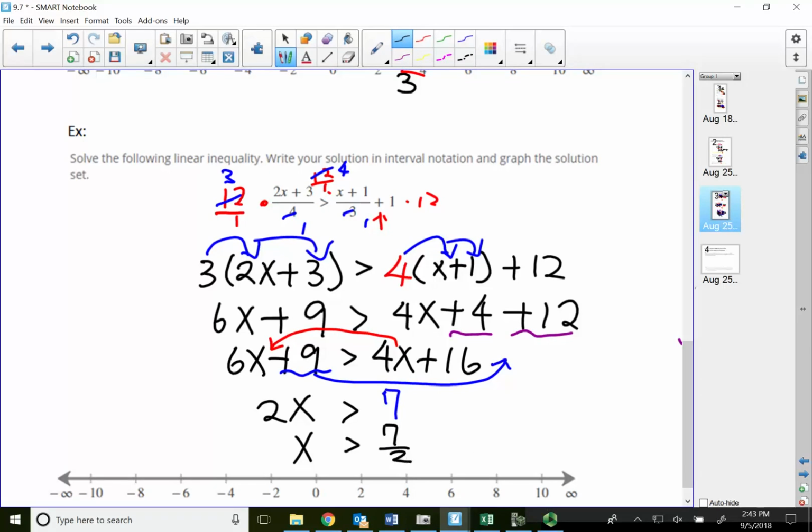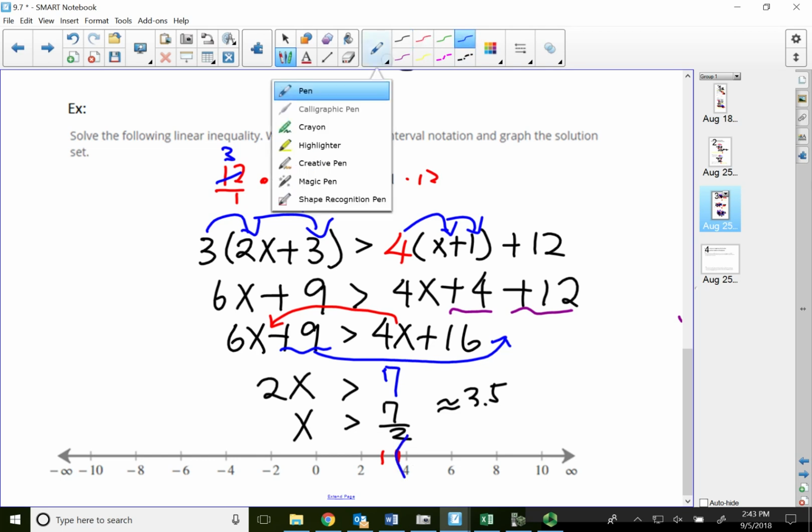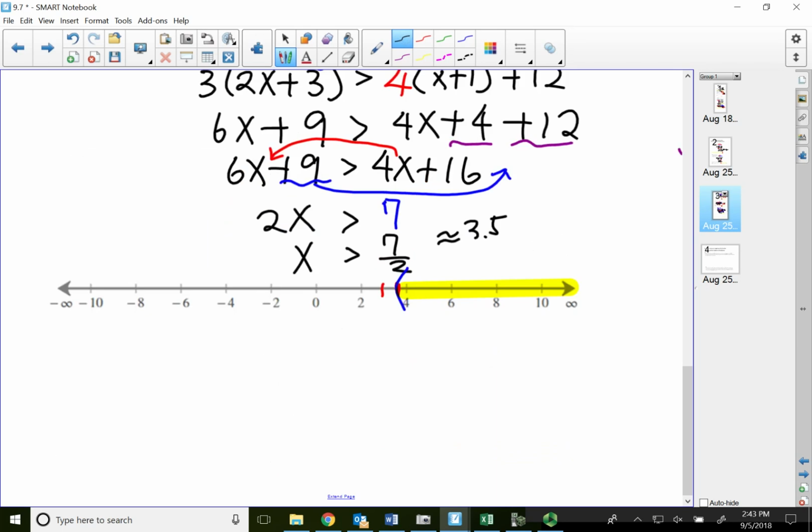7 over 2 is about what? It's actually 3.5, right? So you can move your cursor to 3.5, which is between 3 and 4. So that'll be somewhere about right here. If I say 3 is here, 3.5 will be about right here. Looking for numbers that are bigger than 7 over 2. So that will be using parentheses, everything to the right. All right, so my interval notation has to be from parentheses, starting from 7 over 2, comma, all the way to the right to infinity.